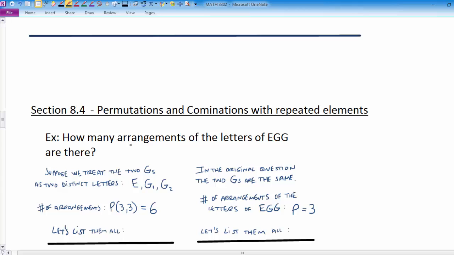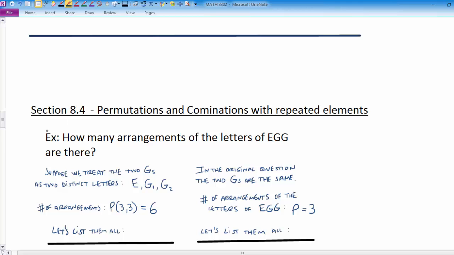Here's an example. How many arrangements of the letters of the word egg are there? Now notice that arrangements here would be switching the letters and getting different arrangements or permutations of those letters. But notice that there are two G's in the word. So when you swap those two G's, you have the same thing, so you don't have a different permutation. So how do we handle that type of problem?